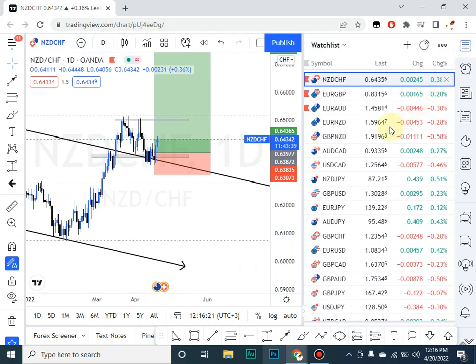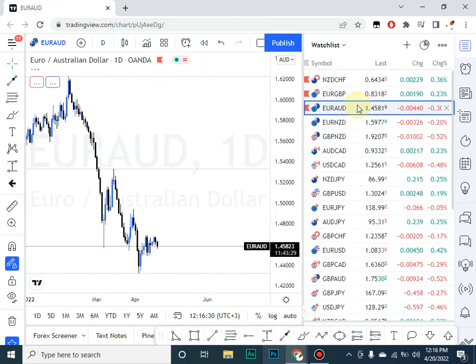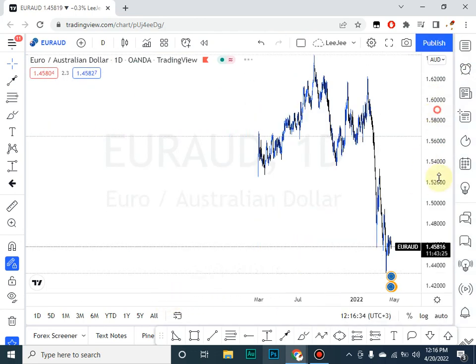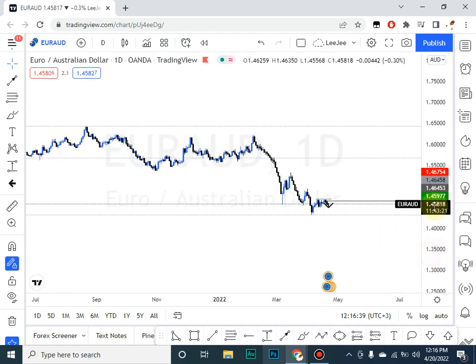So let's now dive in deeply on how to analyze this forex market, the technical analysis. Let me take a look at a certain pair. We have the Euro AUD. So this is called the daily. Okay. This is the daily.